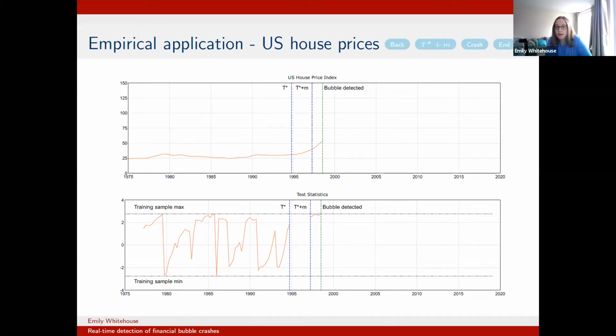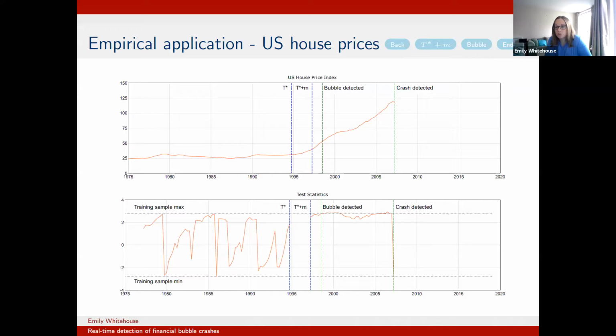And you see fairly quickly there, we do detect the start of a bubble. Now that we think we're in a bubble, we're going to switch into crash detection. And so now I'm going to signal that we have a crash if the value of my test statistic is smaller than the training sample min. Okay, so we can keep adding this on one observation at a time. And you can see at the moment, the test statistics are very much hovering around that maximum, while prices are getting higher and higher. And we keep going.